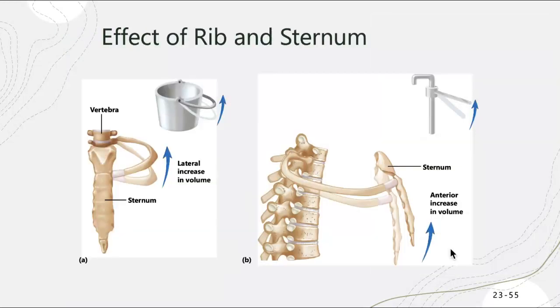Now here's a look at what is happening to our ribs and our sternum as we are breathing in, going through inspiration in order to increase the size of our thoracic cavity. You could see that our ribs move up kind of like a handle on a bucket, and our sternum is going to move more anteriorly and a bit superiorly in order to, again, increase the volume within our thoracic cage.